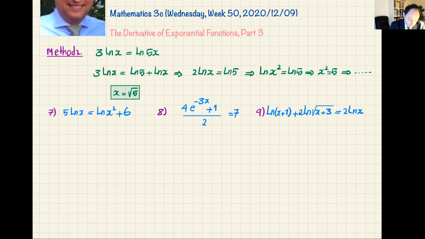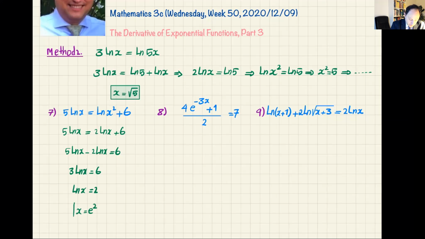Okay, but the way that I use to solve this problem, I keep 5 ln of x as it is. And then I will take this 2 from here to here. So this becomes 2 ln of x plus 6. Okay, and then I move 2 ln of x to the left. So it becomes 5 ln of x minus 2 ln of x equals to 6. Then it becomes 3 ln of x is 6. I divide by 3. Ln of x becomes 2. And then this means that x is e to power 2. So this is the answer that you are supposed to find.